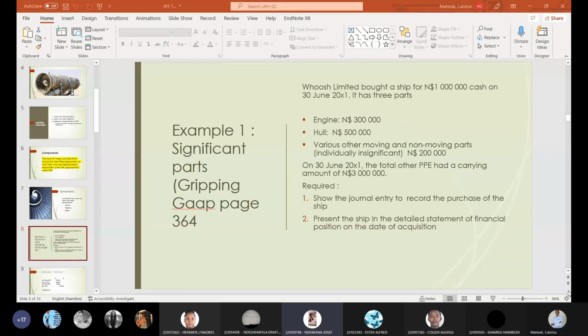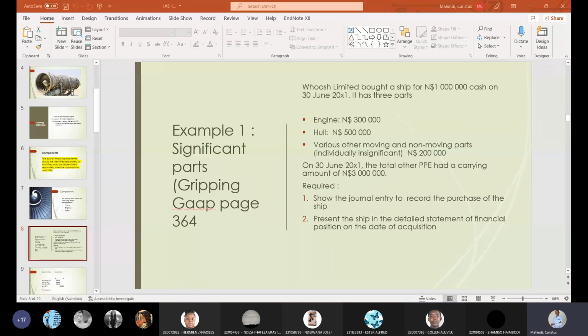I think you debit the whole 1 million, because if you split it, I mean the engine and hull, you only need those amounts to depreciate. All right. So you were just saying that you should just debit the whole ship and then credit the bank.